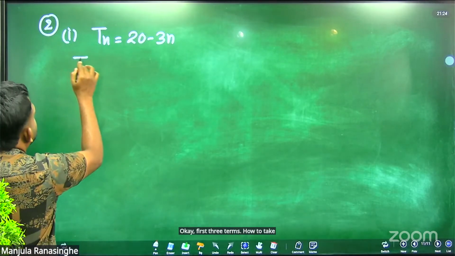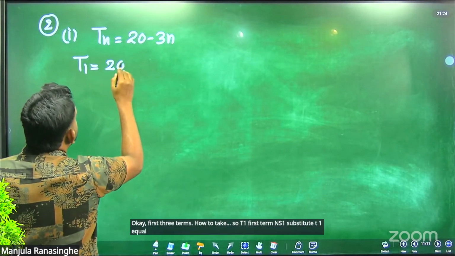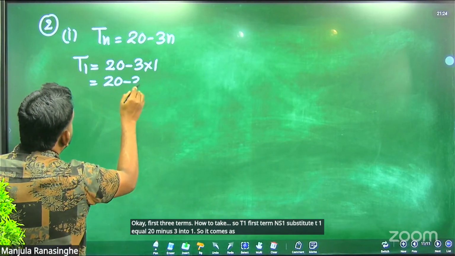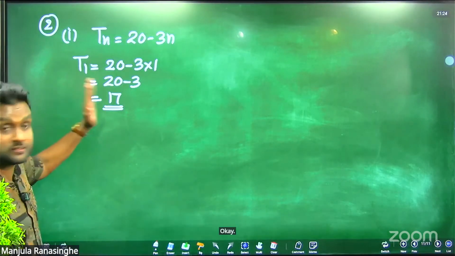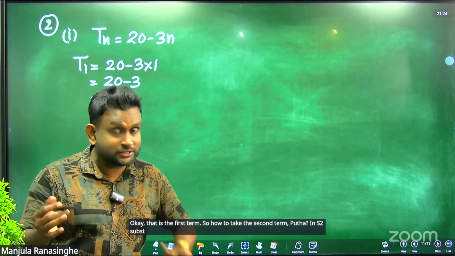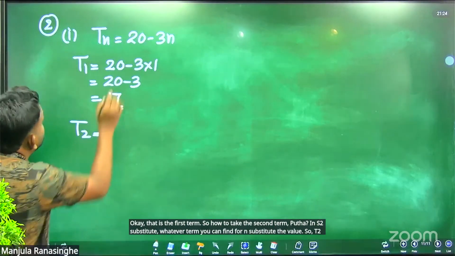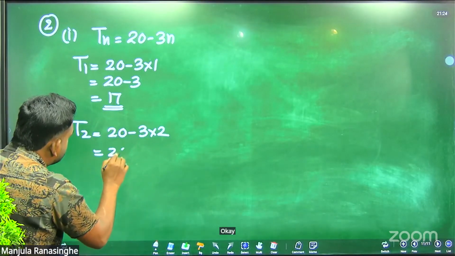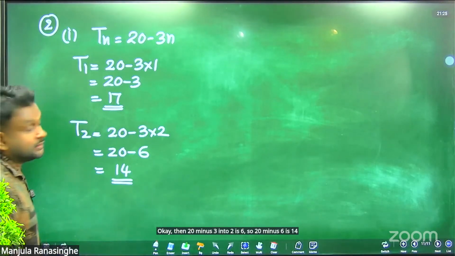So T1, the first term: substitute n as 1. T1 equal 20 minus 3 into 1. So it comes as 20 minus 3, which is 17. Okay, that is the first term. So how to take the second term? Substitute n as 2. Whatever term you want to find for n, substitute the value. So T2 equal 20 minus 3 into 2. 3 into 2 is 6. So 20 minus 6 is 14. Okay, that is the second term.